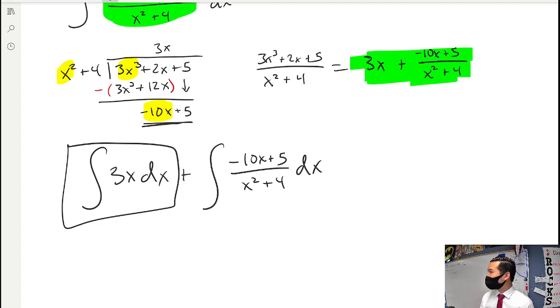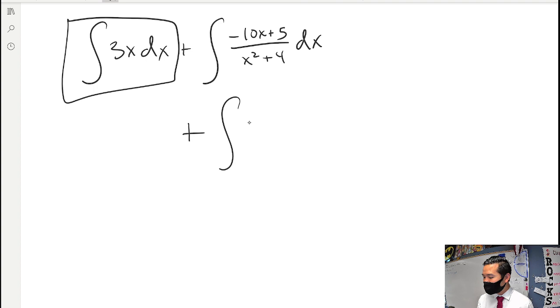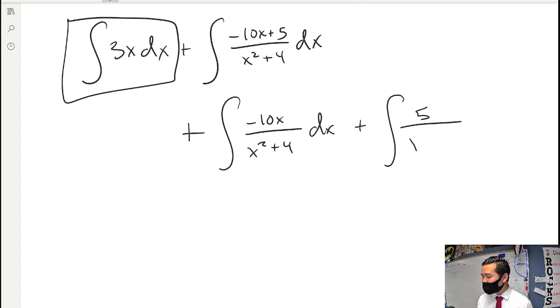Now I'm going to look at this fraction and be like, how do I deal with this? U substitution, but before I even do U substitution, you know what you can do with fractions that have a plus sign between them? You can separate those. So I can write this as plus the integral of negative 10x over x squared plus 4 dx plus the integral of 5 over x squared plus 4 dx. And you'll say, is that actually any better? And I'll say, stop being so negative. It actually is a little bit better.